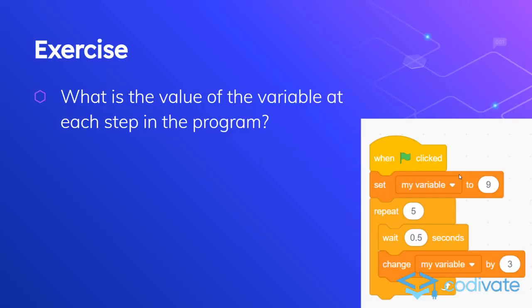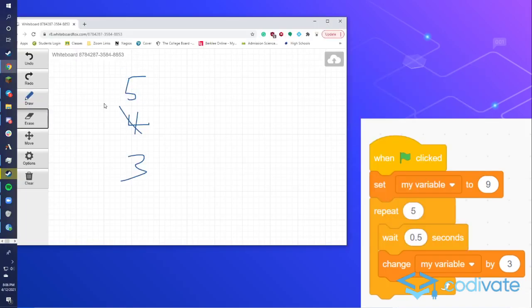Next one. Okay, this one has some loops in it as well. It starts at 9. It's set to 9, so it doesn't matter what it was before. Now it's 9. And then for 5 times, you're going to change the variable by 3. Okay, so let's do that. So we have set it to 9. So it starts at 9.